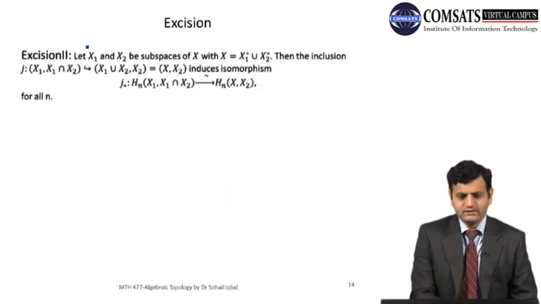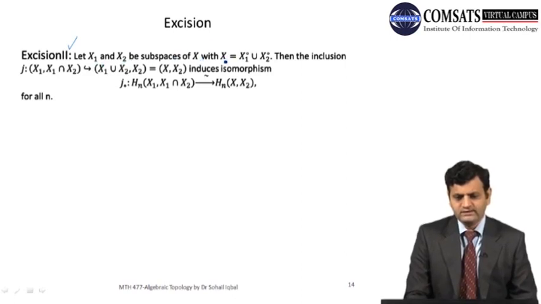And there is excision 2. The statement of excision 2 is: if we have two subspaces of X such that X is equal to the interior of X1 union the interior of X2, then the inclusion of X1 in X1 union X2, and X1 intersection X2 contained in X2, which is of course equal to X2, induces the following isomorphism.